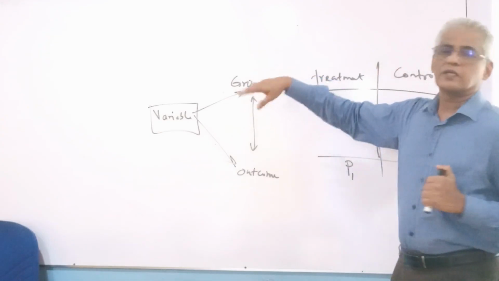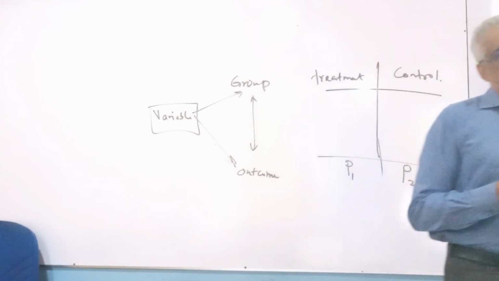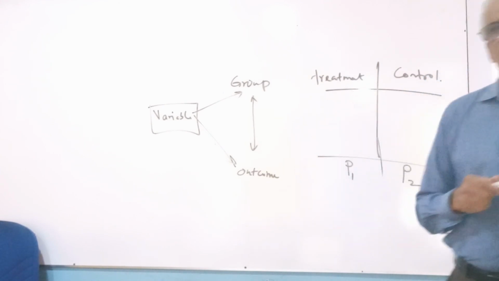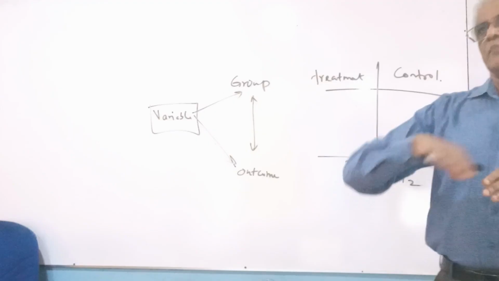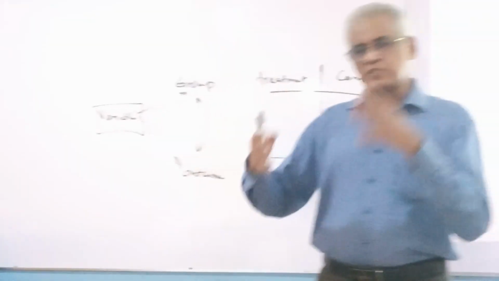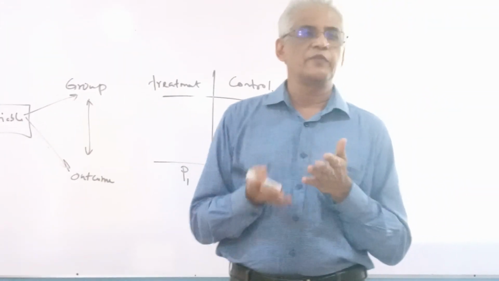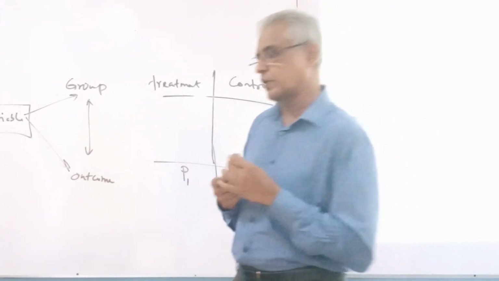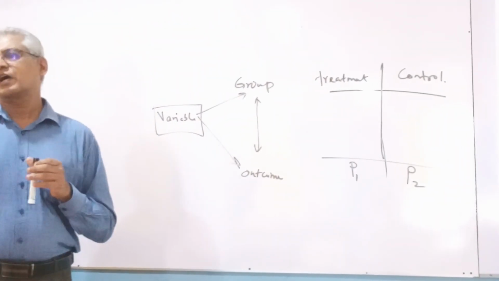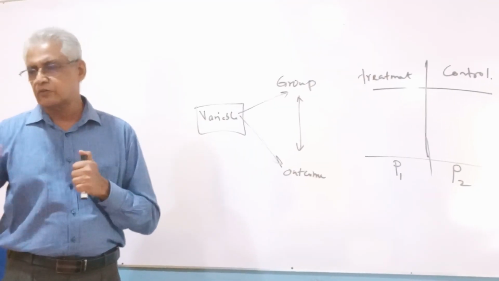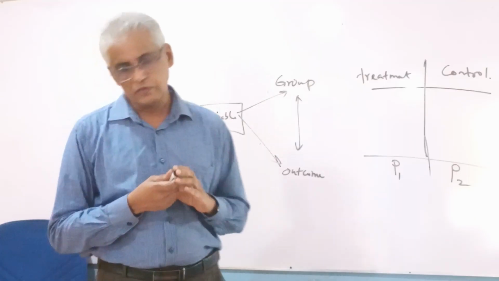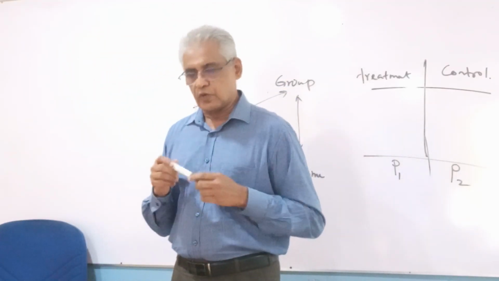Actually, there can be a confounding variable, but the effect of the confounding variable can be removed or eliminated if you design your experiment in a proper way. So we will look at some examples where there is a confounding effect, and how to remove it by using the proper design of the experiment. So that's what a confounding variable is, so called a confounder.